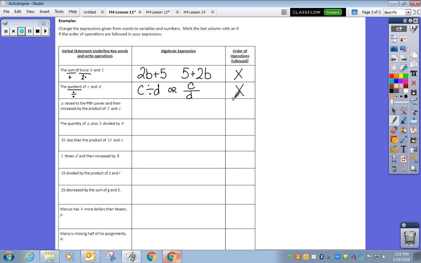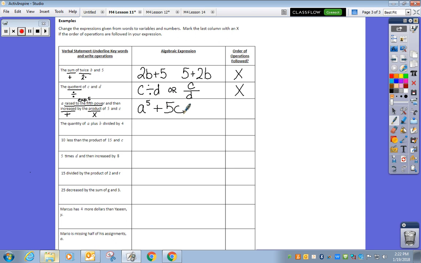The next one says A raised to the 5th power and then increased by the product of 5 and C. So this is an exponent raised to something power, in this case the 5th, so we'll be using an exponent of 5. And then increased means we're adding by the product of 5 and C. Product is multiplication, so that means we'll be multiplying 5 and C. So if we look at this, we have A raised to the 5th power, so A to the 5th power, then increased by the product of 5 and C.